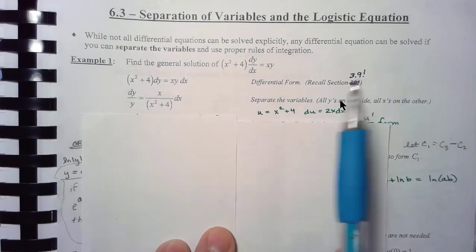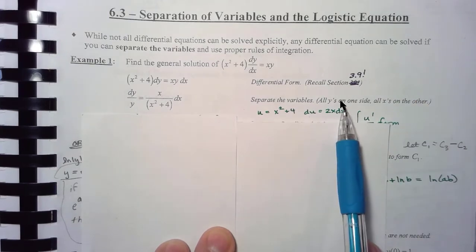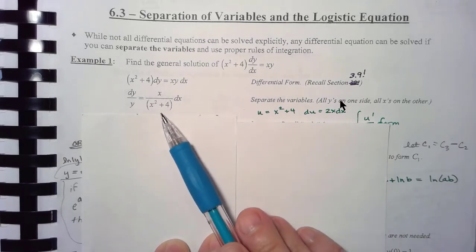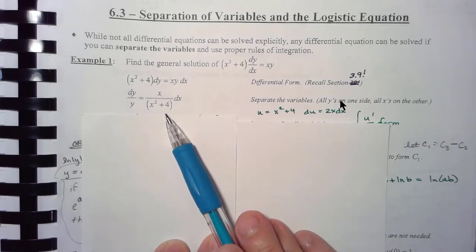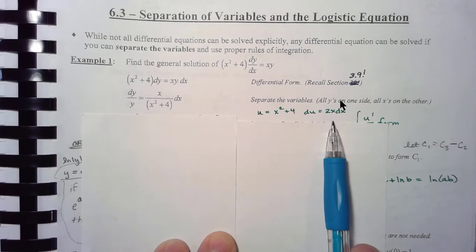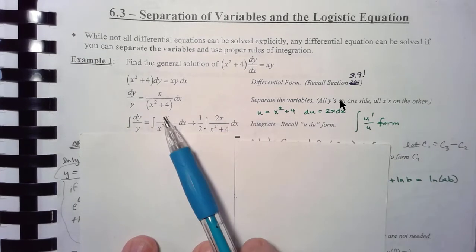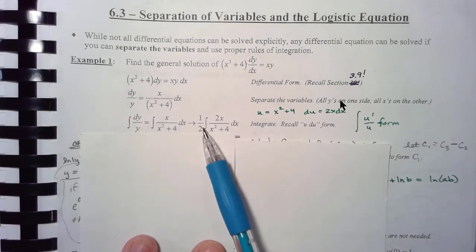And this is called separating the variables. All y's on one side, all x's on the other side. Now you will notice if our u is x squared plus 4, our du would be 2x dx. So I need to multiply and divide by 2 to get this to be something we can integrate nicely.